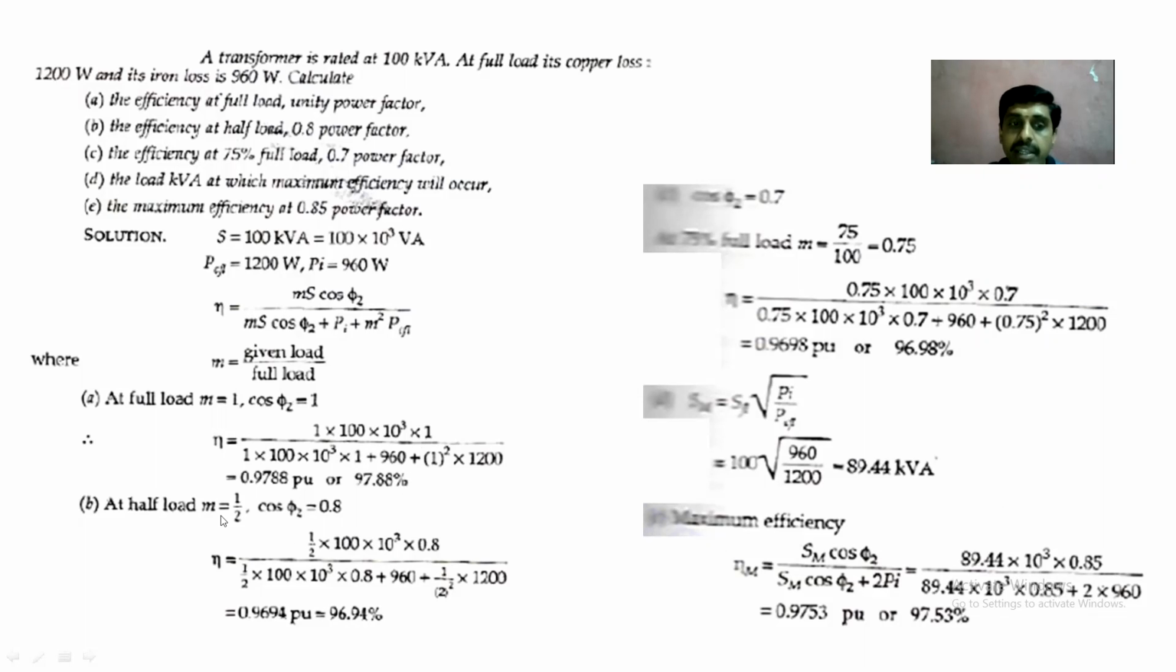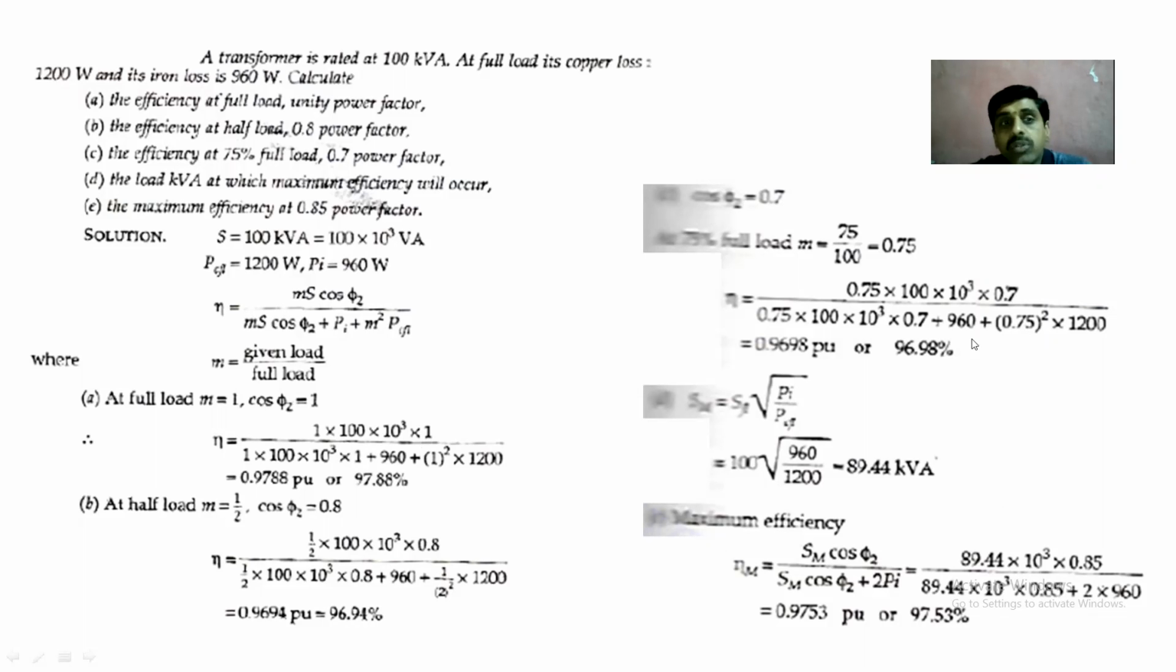Half load means m is equal to half, power factor is 0.8. Substitute, you will get this. For 75% load, m equals 0.75, power factor is 0.7. Substitute the m value and cos phi.